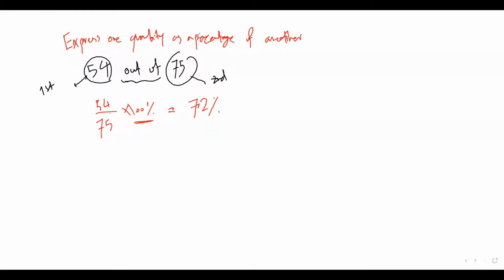So another example, they ask you what is 13 out of 39. So you simply take the first quantity, right? And then you divide it by the second quantity, and then you multiply it by 100%, which gives you 33.3%, right? That's an approximation. There is a repetition of 3, but you can round it to 1 dp. So this is quite straightforward.